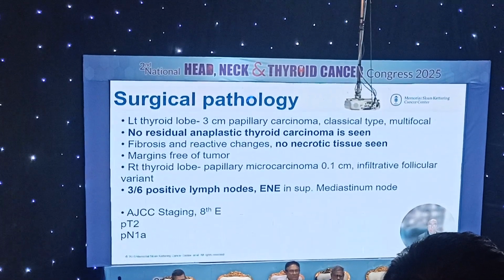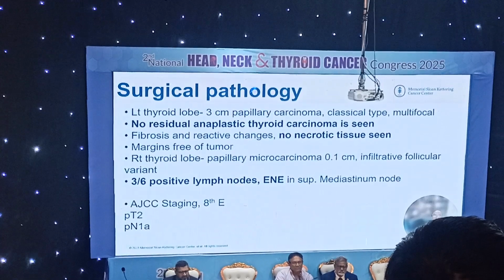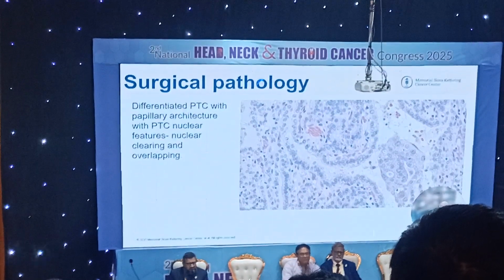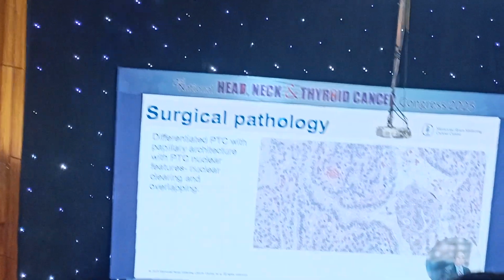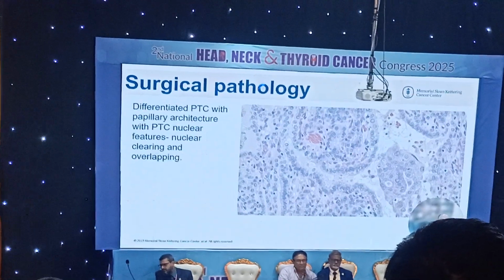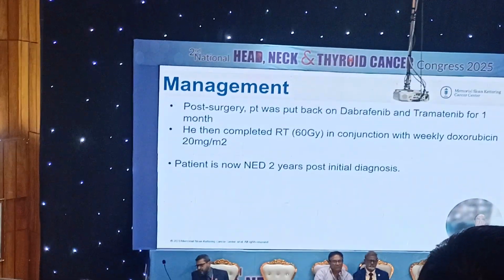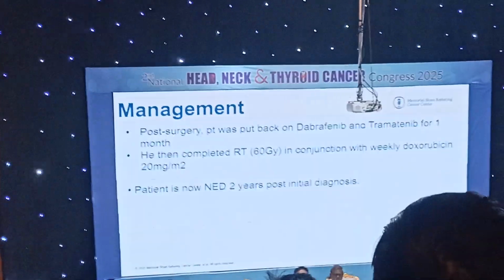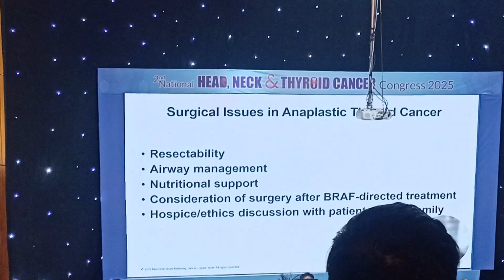There was a small area of microcarcinoma. There were 3 positive nodes, most of which had papillary microcarcinoma. And this is the surgical pathology. You can see here, this is the residual papillary thyroid carcinoma. This patient did extremely well. You can see the surgical pathology here, and he's alive more than 3 years now. So this is clearly a definite advance in the management of anaplastic thyroid cancer.